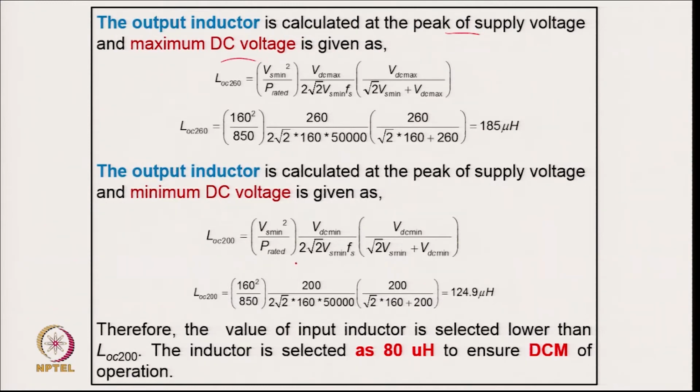That is calculated for the maximum output voltage. This is the typical relation. If we calculate corresponding to the maximum output voltage, it comes to 185 micro Henry, and if we calculate for the minimum voltage, which is normally required in application to control the voltage, it comes to 124.9 micro Henry. Now, we have to make sure that it operates in discontinuous conduction mode in all these operating conditions, so it has to be less than even this value. Therefore, the inductor is selected lower than the lowest of these two, as 80 micro Henry, to ensure discontinuous mode of operation of this output inductor.